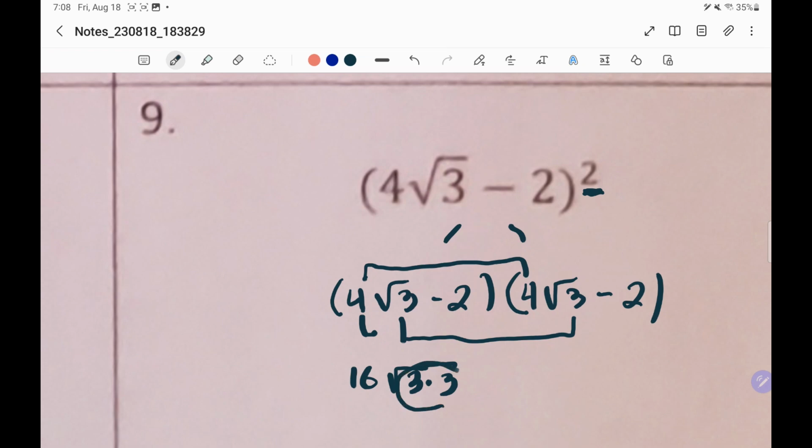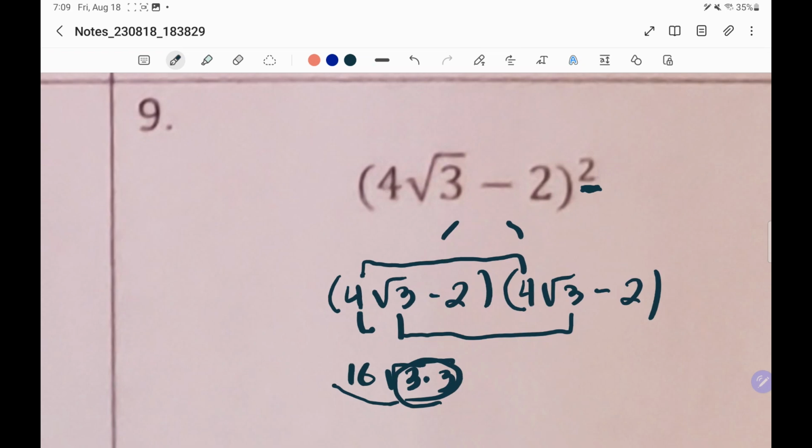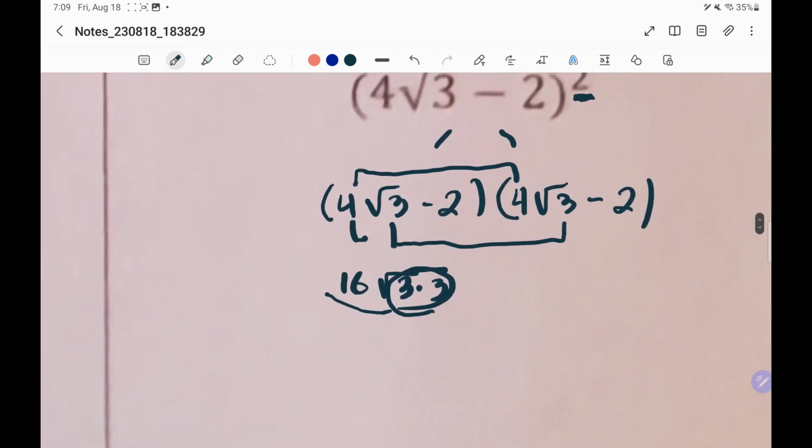Look, I can already see that I can take out the group, so I can simplify it already. So I'm going to have 16 times 3, which is 48. You see, I didn't have to do any of that, so I'm going to put 48 right here. It's 100% simplified. So I'm done with the first number.